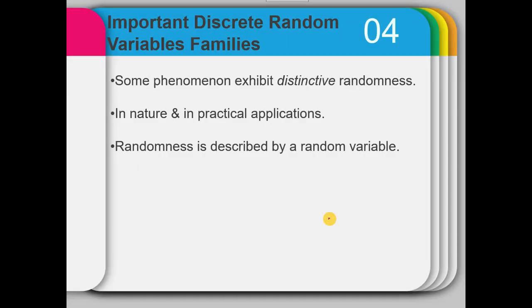Now we discuss some further discrete random variables, and as you can see over here, we are discussing some families of discrete random variables. What do we mean by the families of discrete random variables? The problem is that in certain practical and natural phenomena, we observe some distinctive kind of randomness that repeats over and over. There's a certain kind of pattern in the randomness, so we are trying to look for these patterns.